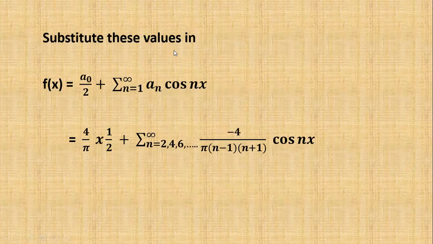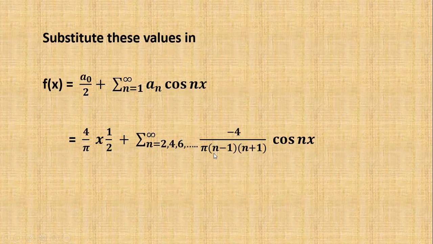Substitute these values in 1. Substitute, f of x is equal to a naught by 2 plus summation n is equal to 1 to infinity an into cos n x. Here a naught is equal to 4 by pi into 1 by 2 plus summation n is equal to, here odd is 0. Only even numbers are in the function, so 2, 4, 6 and so on to infinity.